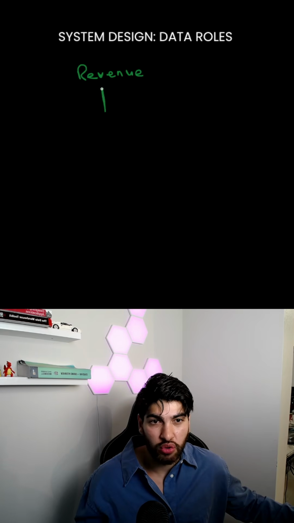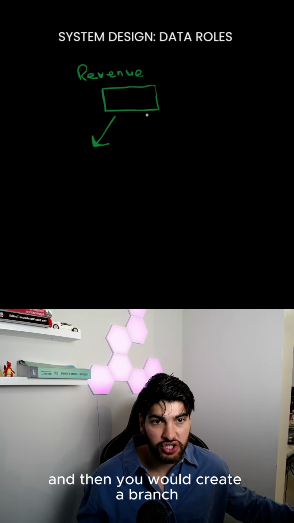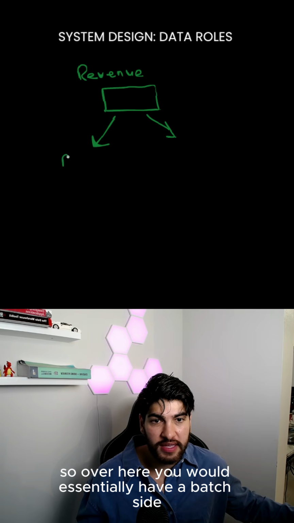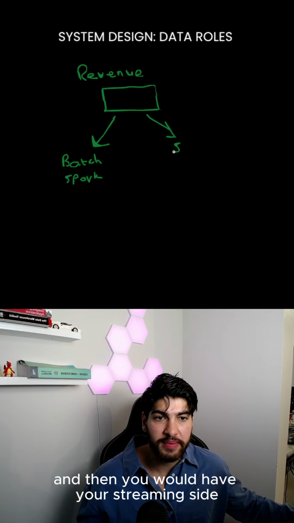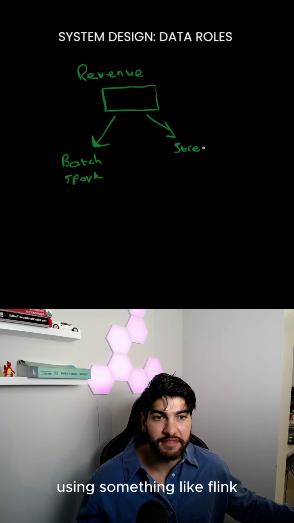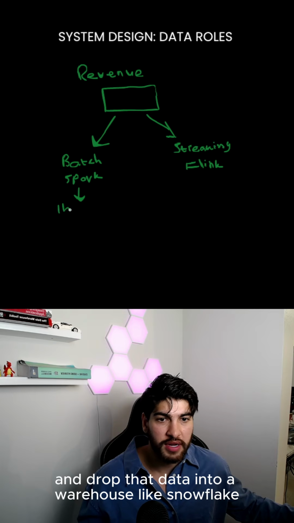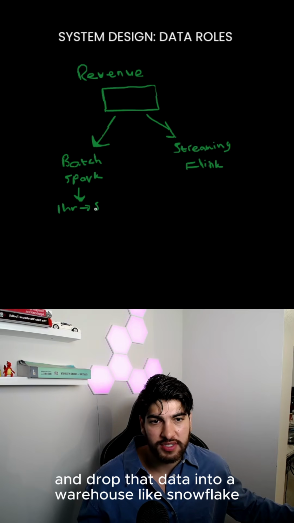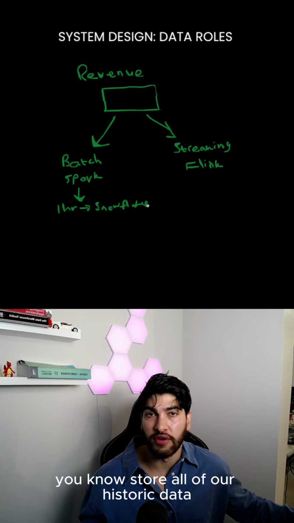You would have your source, so whatever application the transactions are happening, and then you would create a branch. So over here, you would essentially have a batch side, right? So a batch pipeline, probably using Spark. And then you would have your streaming side using something like Flink. And this side of the pipeline would pretty much run, let's say, every hour and drop that data into a warehouse like Snowflake. So this will keep track and store all of our historic data.